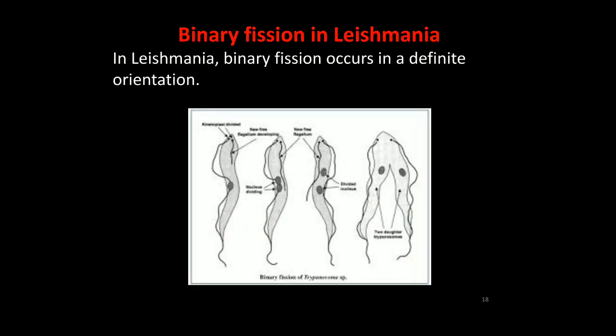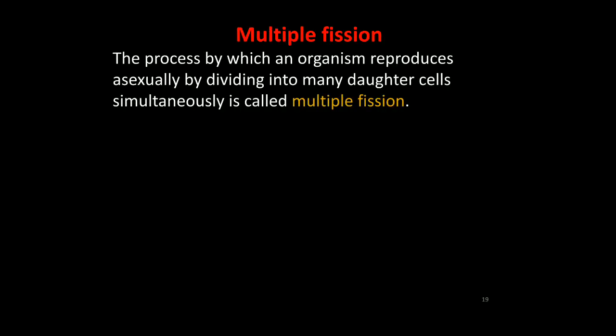Now, binary fission in leishmania. See, here is leishmania. In leishmania, binary fission occurs in a definite orientation. See how it happens: it was normal, then at the tip it started becoming two, the nucleus became two. After that, lastly you can see it is divided into two. Similarly, one becoming two is called binary.